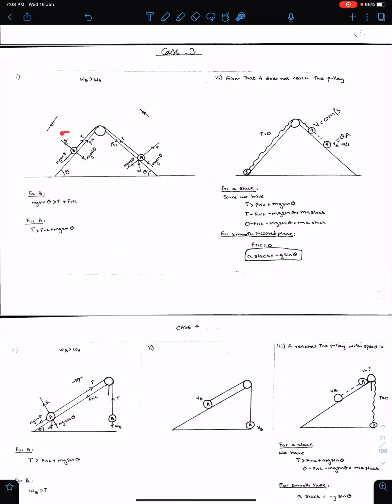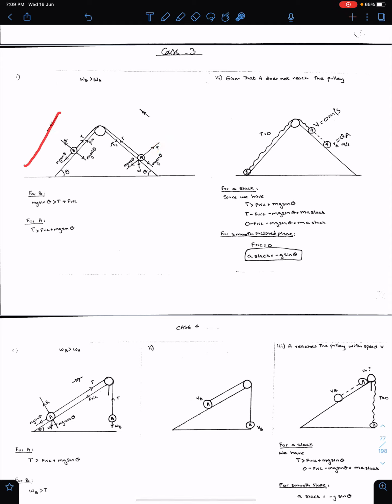And you all know how to resolve forces on an inclined plane. This is the component of weight which is perpendicular to the slope, mg cos theta, and this component is always parallel to the slope and down the slope, mg sin theta. This is the tension in this string and this is the normal reaction. Tension, mg sin theta, mg cos theta, and normal reaction.